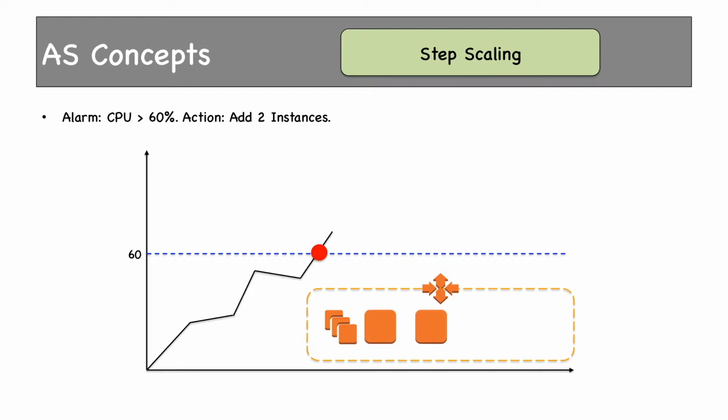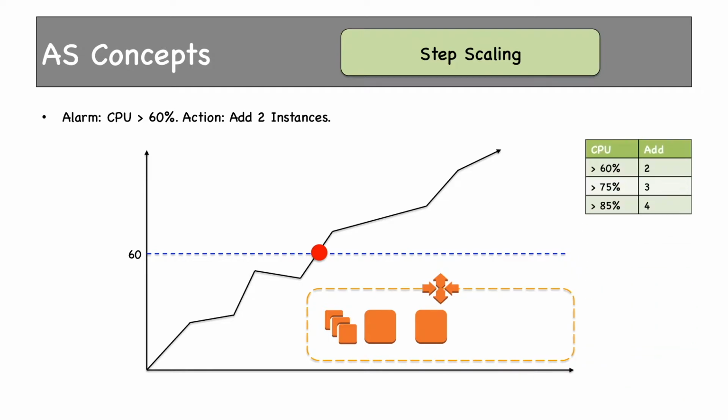As I said earlier, what if resource usage keeps on increasing? As per simple scaling policy, auto scaling will not add any more instances. This is where step scaling comes into picture. If you look at this table, here we are saying that if CPU usage is more than 75%, then add 3 more instances. And if it continues to grow and goes beyond 85%, then add 4 more instances. At every level, we are adding instances. In total, auto scaling has launched 9 instances as per scaling policy defined in this table.